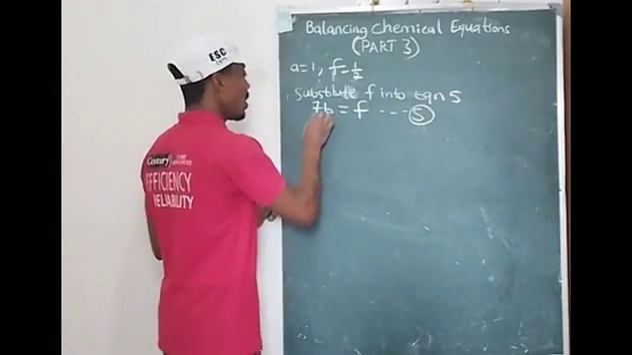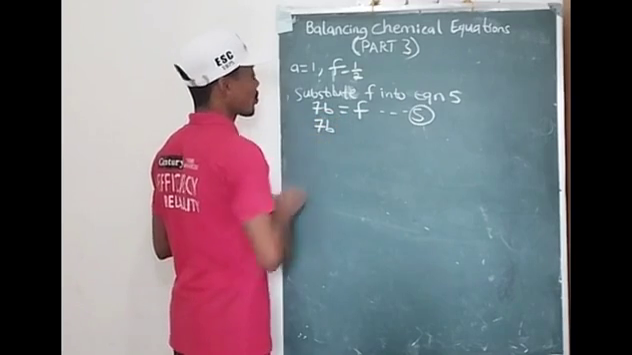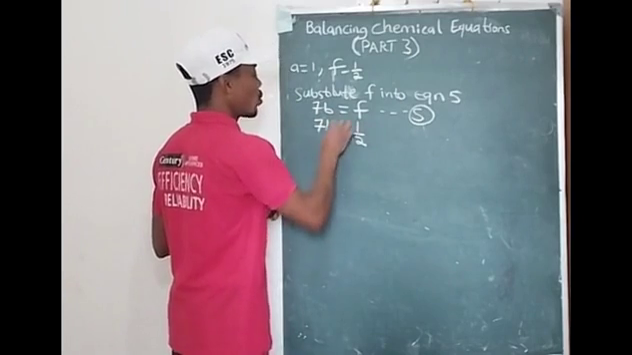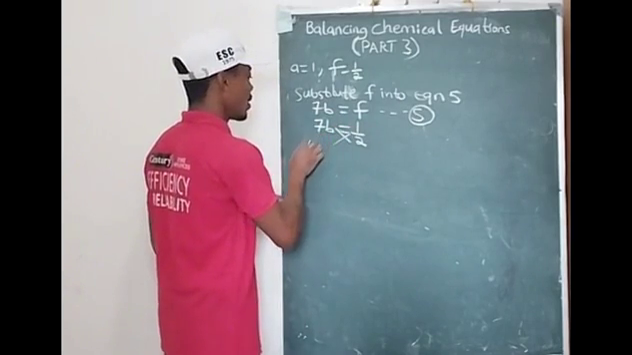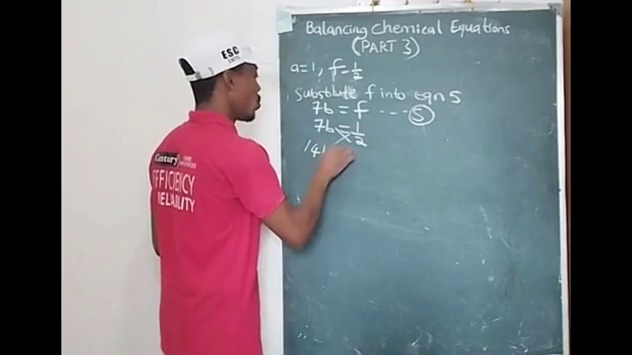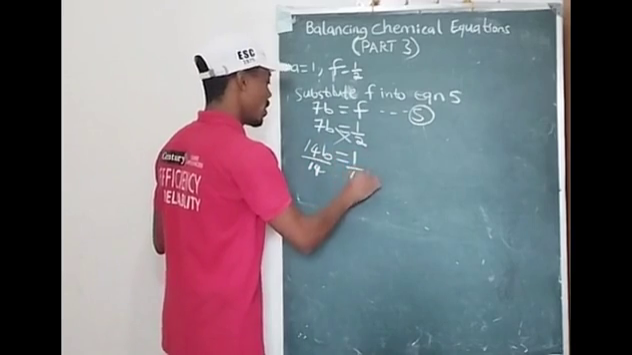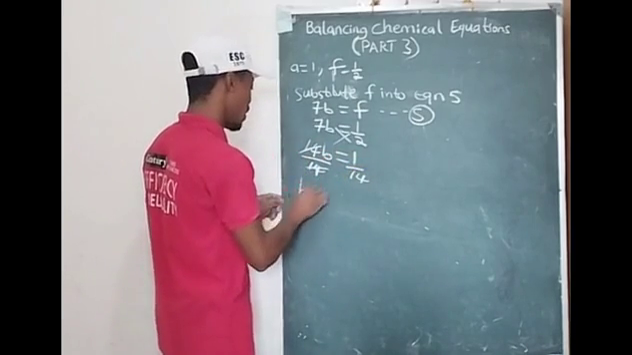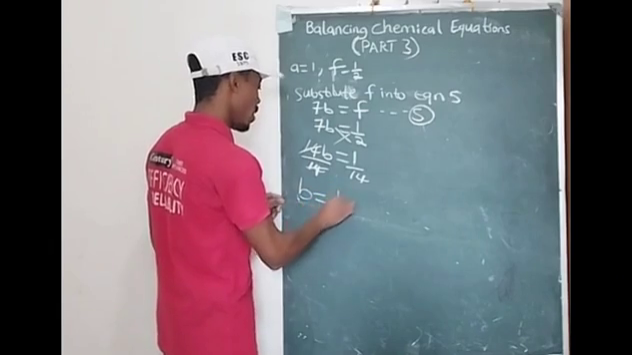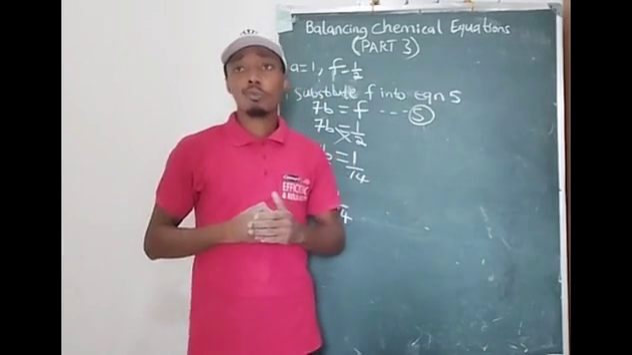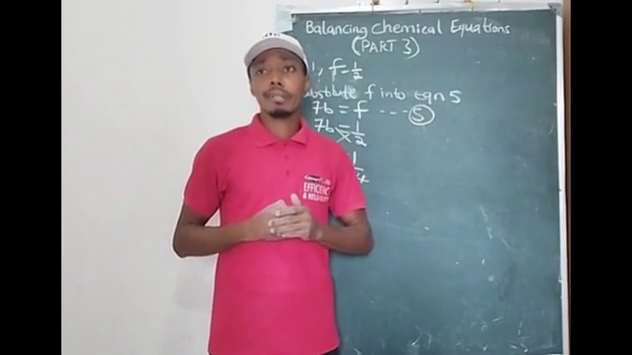So substituting the value of F as 1 over 2 into equation 5, which said that 7B equals F, 7B equals 1 over 2. By cross multiplication, 14B equals 1. To find B, I'll divide both sides by 14, and B is obviously 1 over 14.